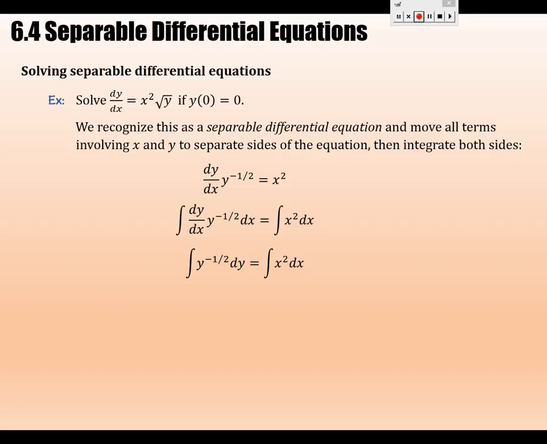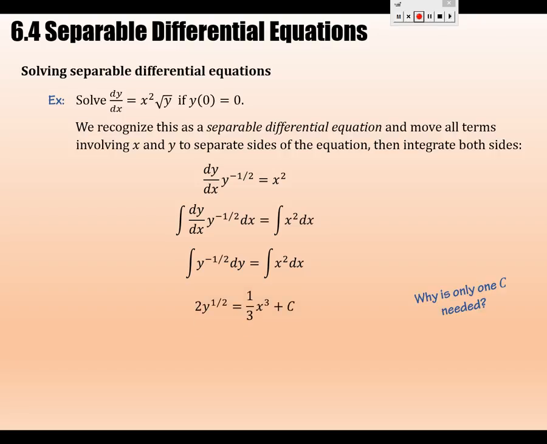So what's the antiderivative of y to the negative 1/2? I don't know, I have to think about it too. It's y to the 1/2 times something, maybe times 2. Is that right? And on the right, we need a 1/3 x cubed or something, plus c.